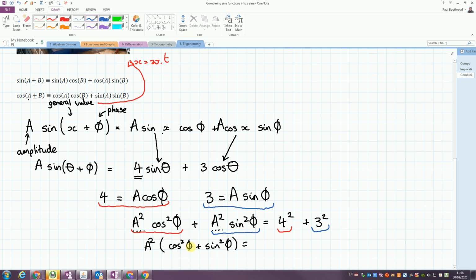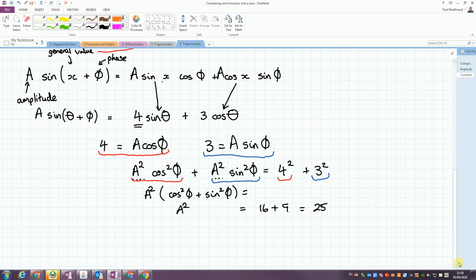And the result of this is the bracket is 1. Standard identity, yeah? So we get a squared times 1 is equal to 3 squared plus 4 squared, 16 plus 9, which is 25. So a squared, or a, my amplitude, will be 5. I've calculated the amplitude of my sine wave, and it is always by using Pythagoras' theorem.